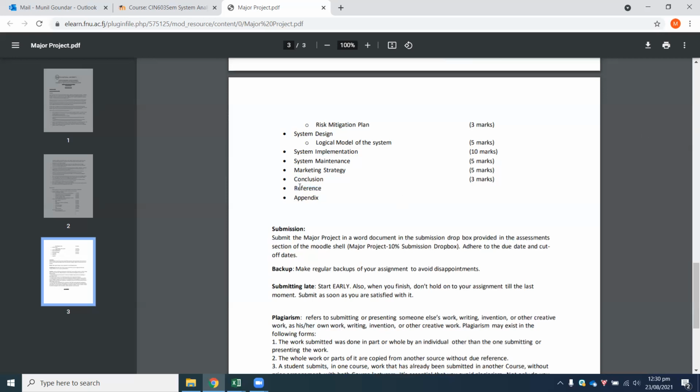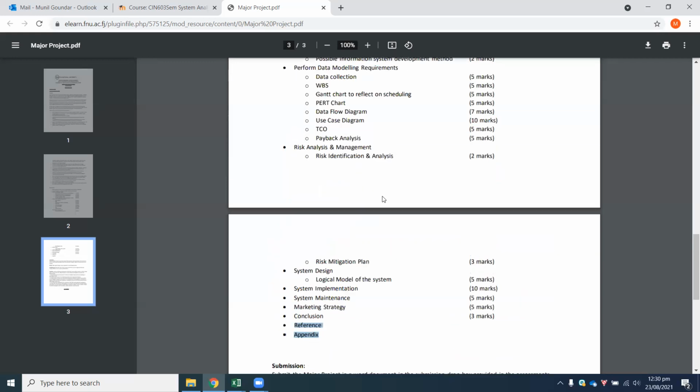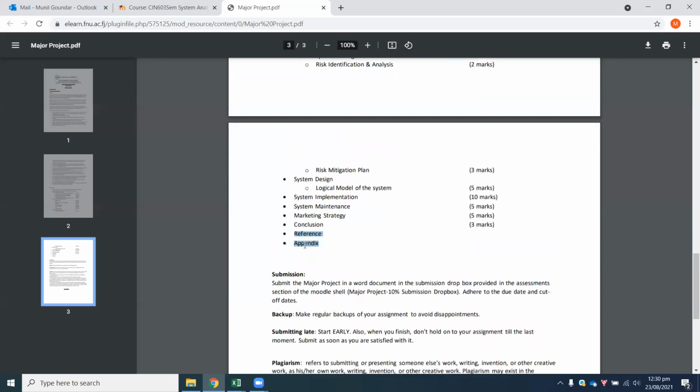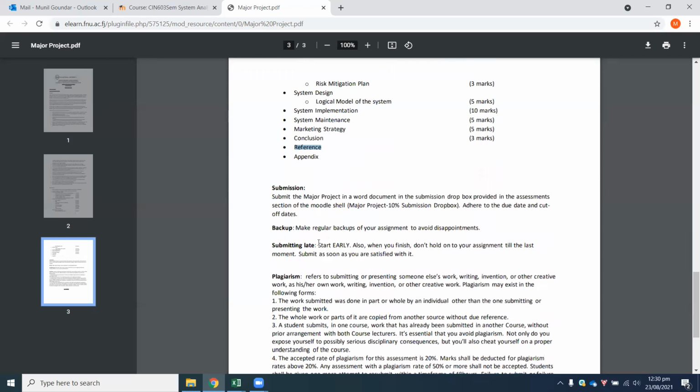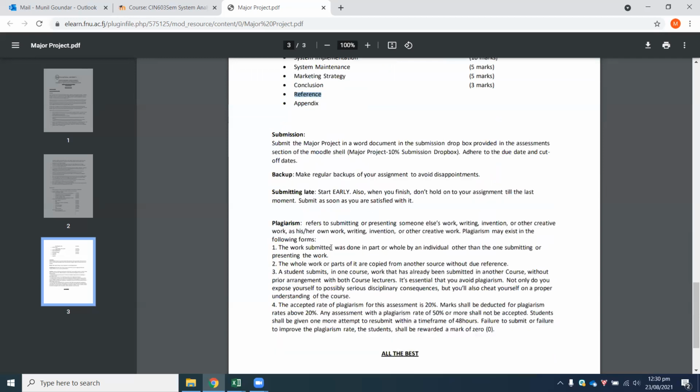All right. So references and appendix. Now references and appendix do not carry any marks, but if I feel that you have used materials from the web and you have not referenced it or not used it in your appendix, you may end up losing some marks. Okay. Now there are some conditions attached. We'll read those. Submission. Submit the major project in a Word document.